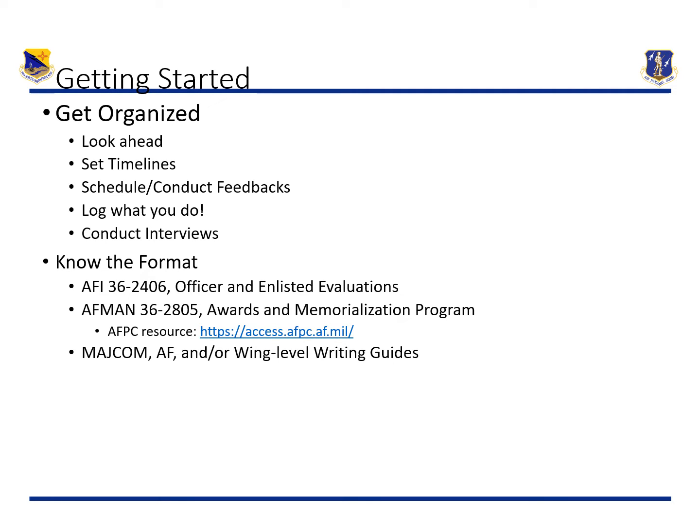Before we can write any type of award, decoration, or evaluation, it sometimes pays dividends to be organized. One of the things we need to start doing is, first off, look ahead. What I mean by that is you need to have an idea of when your quarterly submissions are going to be coming up, when your annual submissions are coming up, when your evaluations are due, when your feedbacks are due. And then once you're able to do that, you're able to effectively set timelines.